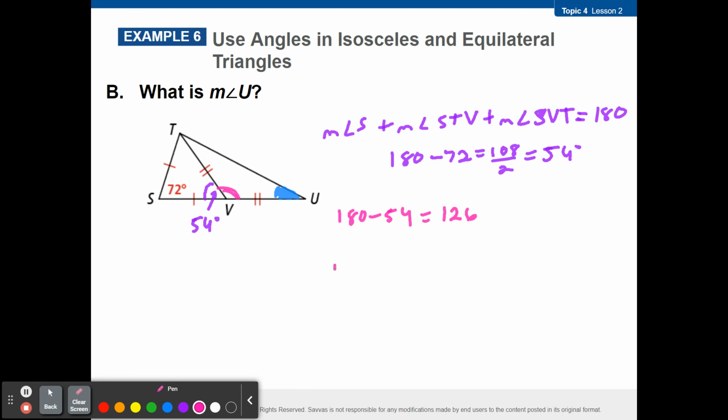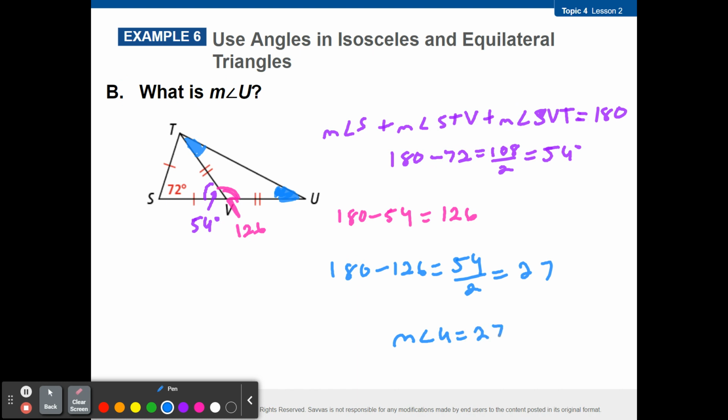Now I have 126. I'm going to take 180 and subtract 126 from that. I should write that down. This gives me 126. Now I can find this angle, but I know it's going to be congruent with this angle. So I'm going to take 180 minus 126. What does that leave me with? 54. But I have to divide it by 2, which gives me 27. So the measure of angle U is equal to 27 degrees.